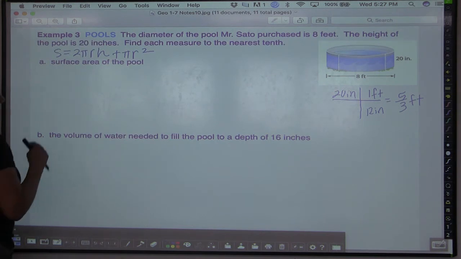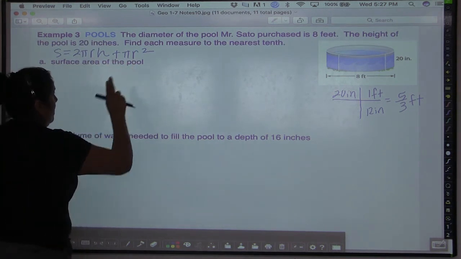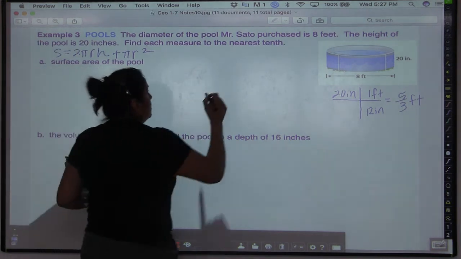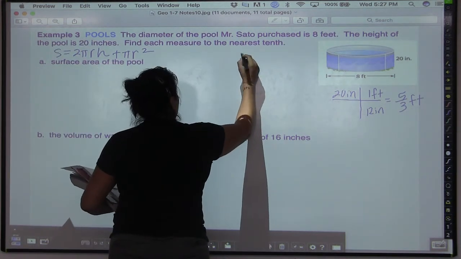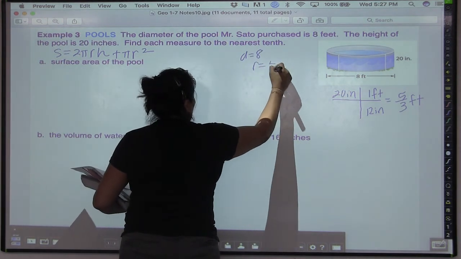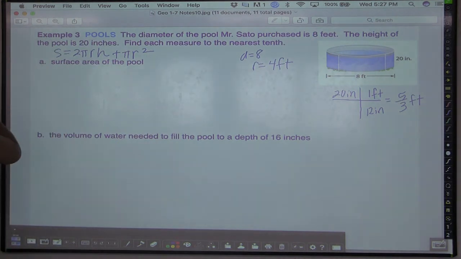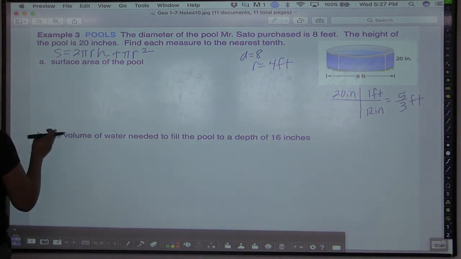The other thing we should keep in mind is that this calls for the radius, but they gave you the diameter. The diameter of the pool is 8 feet. So the diameter is 8 feet, then the radius is half of that, which is 4 feet. The radius is only 4 feet. So that means now we have everything we need. We're going to go ahead and plug into this formula.